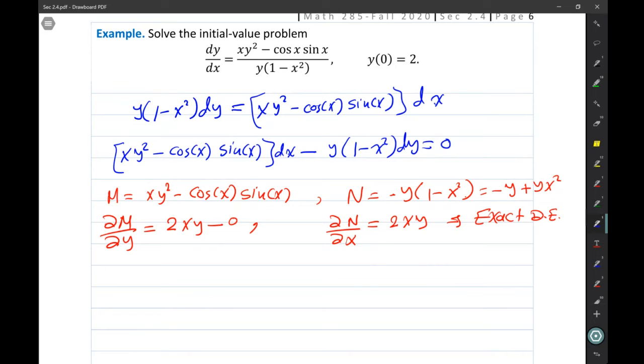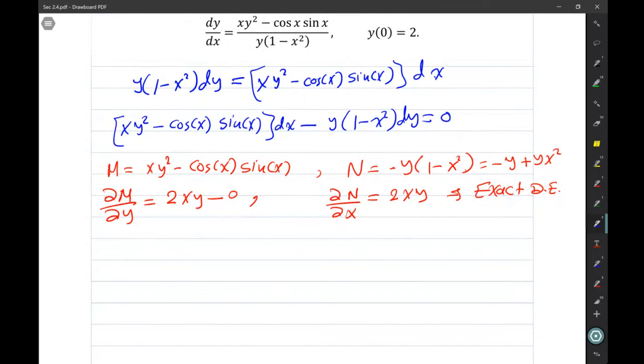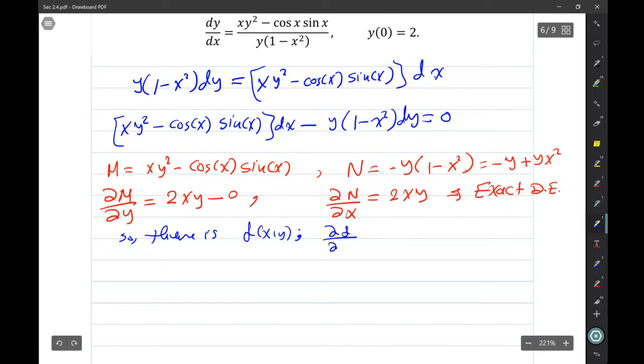Now I have to start solving. Which one would you like to start to integrate, M or N? M with respect to dx or N with respect to dy? I think M. So I say there is a function f of xy such that df by dx equals M and df by dy equals N.